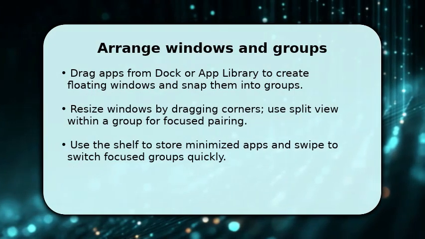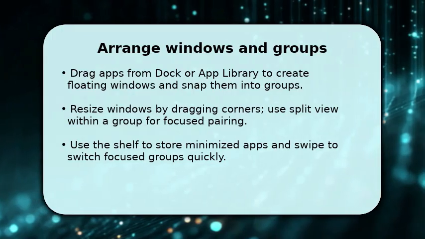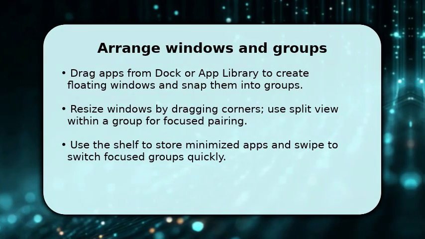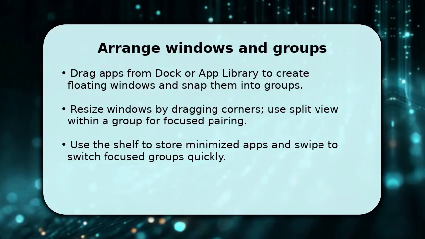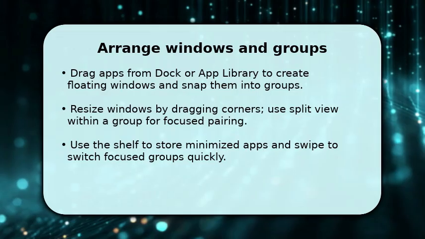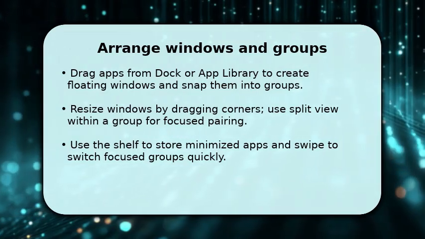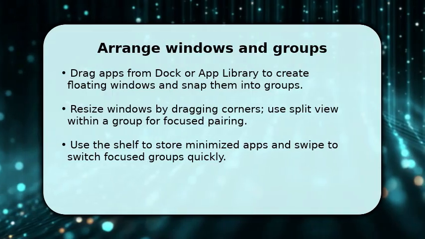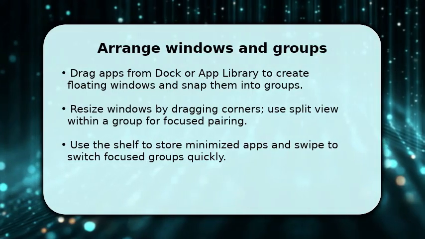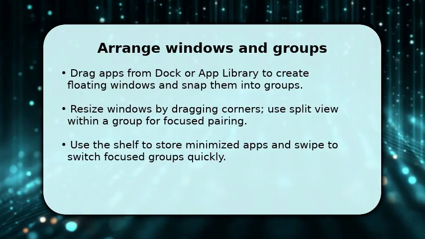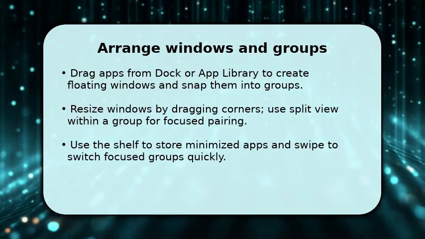Drag an app from the dock or app library to make a floating window, then snap it beside another to form a group. Resize by dragging corners to prioritize one app and use split view inside a group for a two-app focus. You can add a third app to create a three-up layout if needed. Make sure to use the shelf to tuck away minimized apps. This keeps groups tidy and speeds switching between workflows.